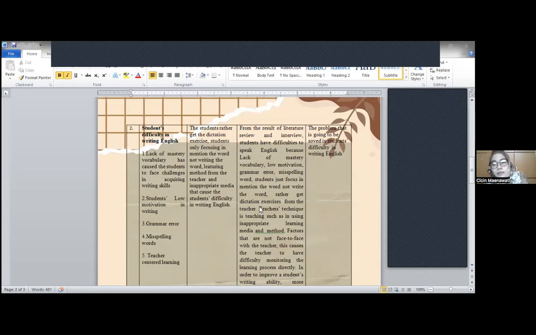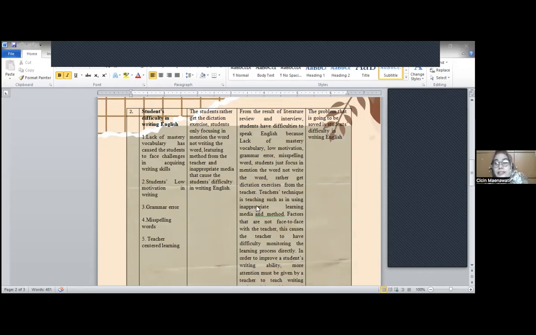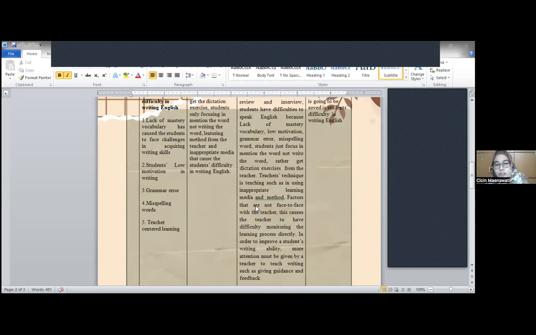From the result of literature review and interview, students have difficulties to speak English because of lack of vocabulary mastery, low motivation, grammar errors, and misspelled words. Students just focus on mentioning the word, not writing the word, rather than getting a dictation exercise from the teacher.